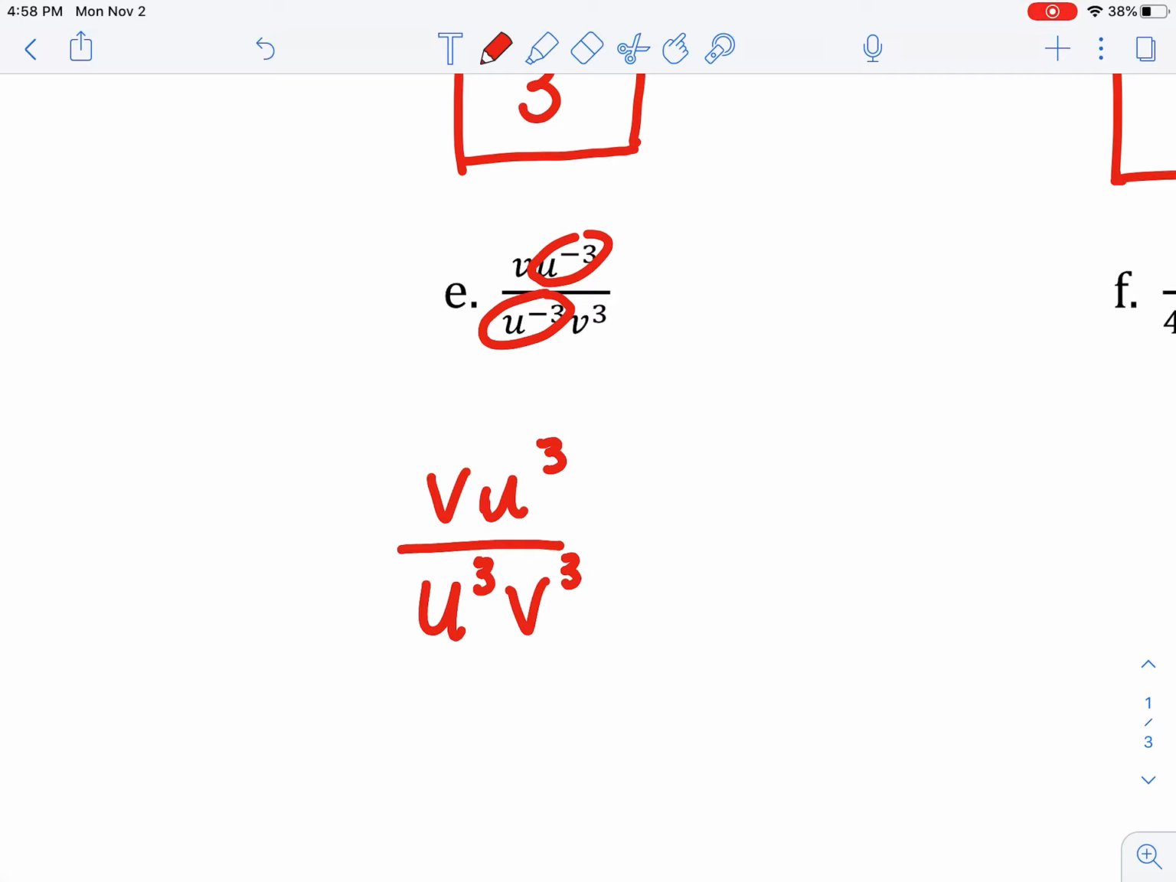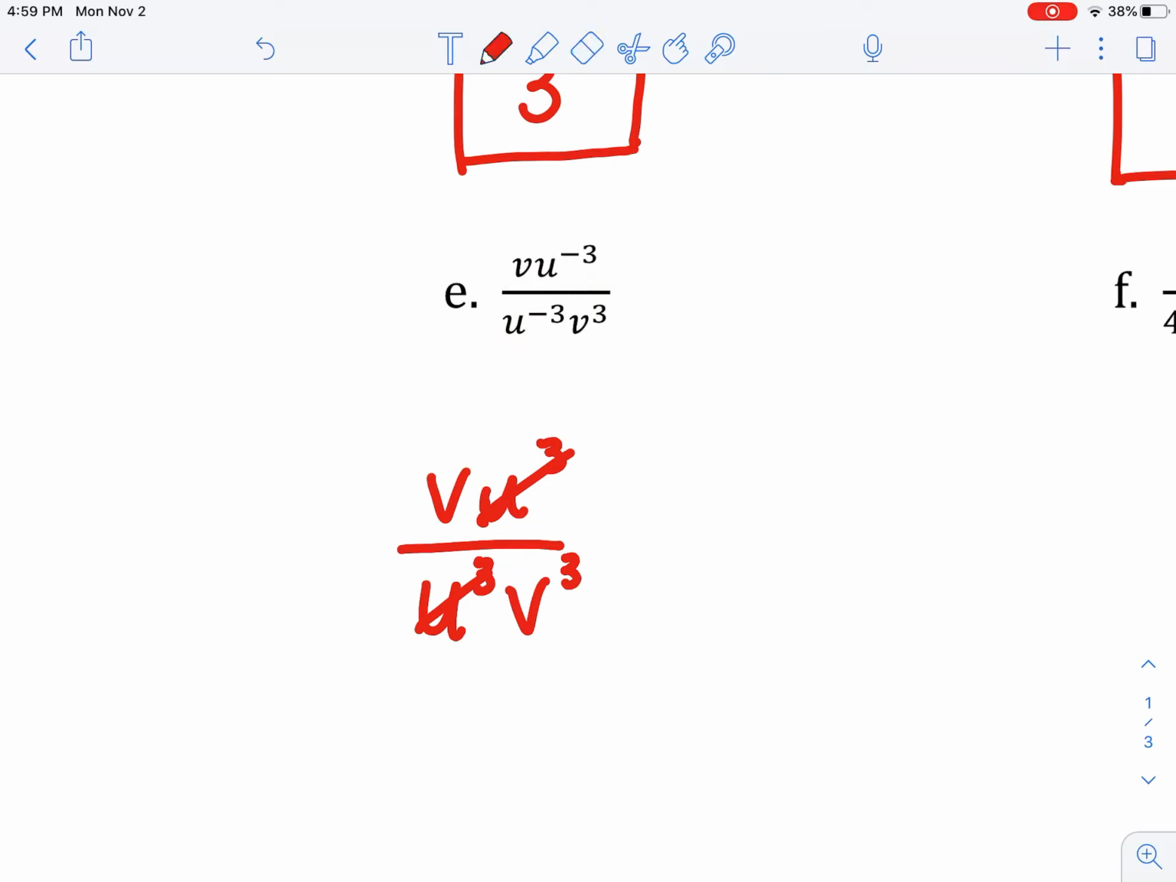U to the 3rd over u to the 3rd is just going to cancel. But if you forget that, when you go to subtract, 3 minus 3 is 0, and u to the 0 power is just 1. So if you forget that the same thing on top and bottom can just cancel, you'll eventually get something to the 0 power, which would then turn it to a 1.